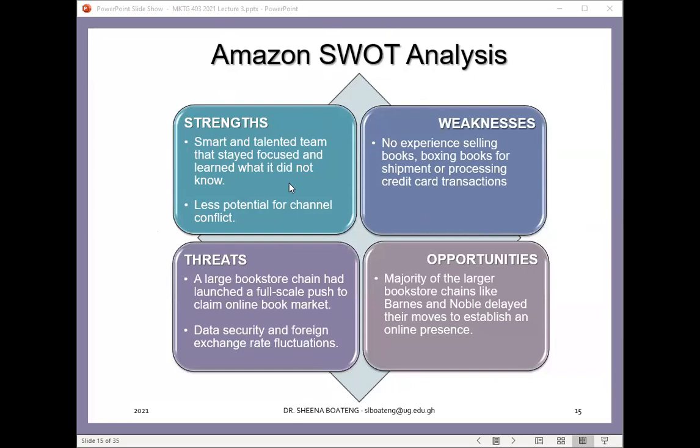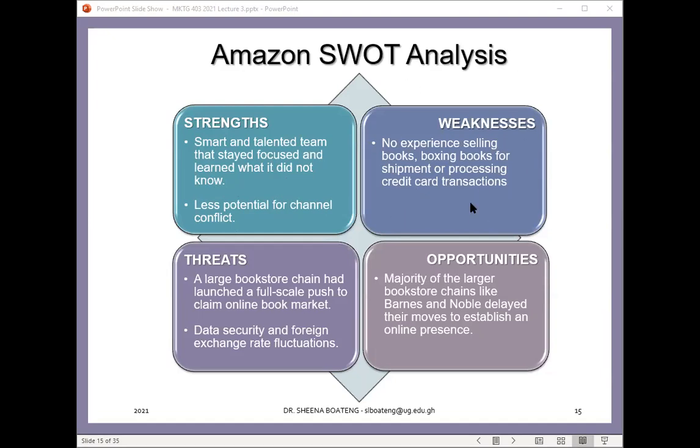And the gap that they had identified in the environment based on their research showed that they had a strength, given that at that time, there were very few booksellers online. In fact, there were virtually no booksellers online. So there was less potential for channel conflict in the event that they decided to go full-blown into the business of selling books online.